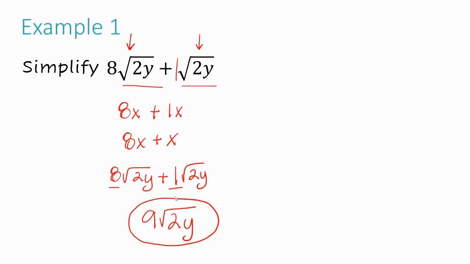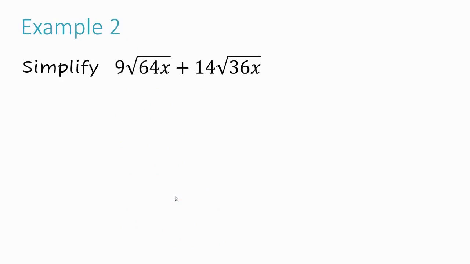Let's take a look at example number 2. Example number 2 is 9 square root 64x plus 14 square root 36x. Well, if you remember, whenever we're pulling numbers out from under the radical or simplifying radicals, you basically break down your whole numbers that you see that are underneath the radical. And normally I would find the prime factors of that. The only thing about 64 is it's a great number because it's a perfect square.